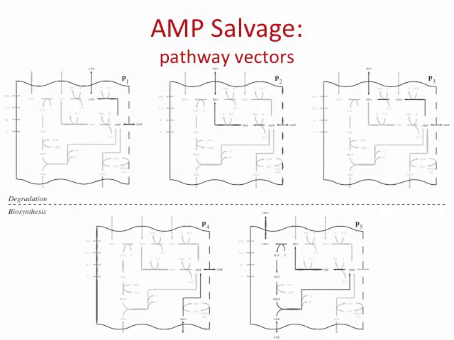Here I show these 5 pathways graphically. On top, we see 3 pathways that degrade AMP. One dephosphorylates first AMP. You take the phosphate bond off, you have adenosine, and that's secreted.